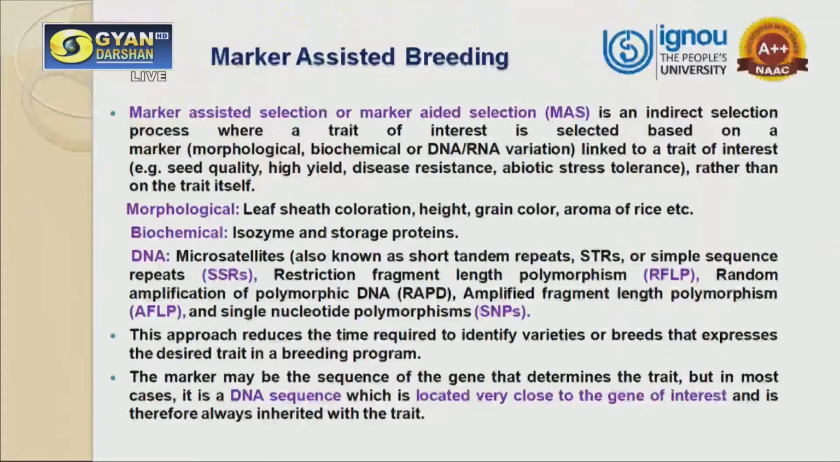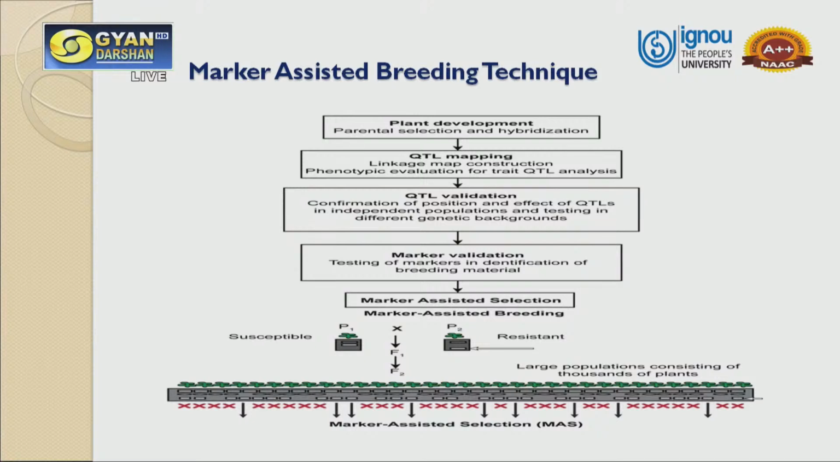It could be morphological, biochemical, or DNA based. For DNA based, which are widely used, they are SSR markers, RFLP, SNPs, AFLPs, and you can use a technology like PCR also, where you can directly look for the presence of the gene of interest itself. So this is a flow diagram which shows the technique of marker-assisted breeding, how the plants are screened using marker-assisted breeding, and finally the progeny is achieved that has the required traits which are beneficial for humans.